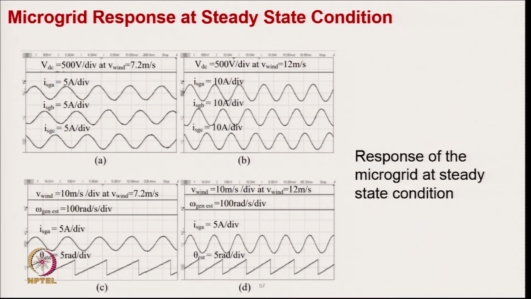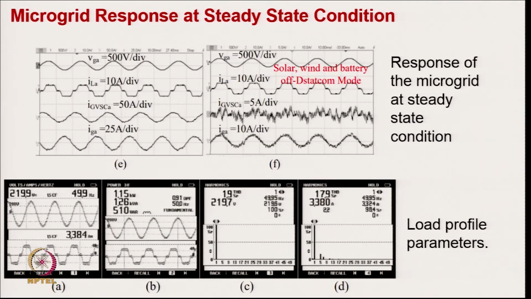These are typically the experimental waveforms after running the system. These are the synchronous generator currents, here for different wind speeds, I mean here 7.2 meter per second and 12 meter per second. This is the wind velocity, then the wind generator speed, then one winding current, and the estimated angle. So, the speed, the estimated angle and the estimated wind generator speed.